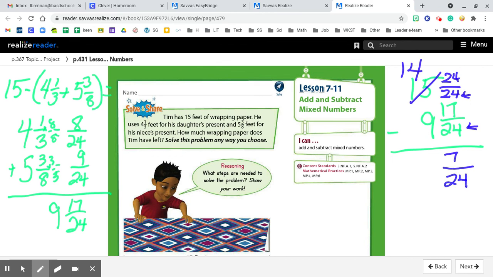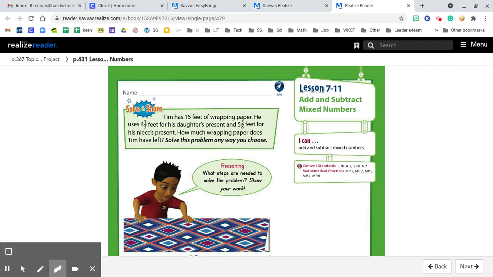Now we go back to our whole numbers. 14 minus 9 is 5. So our final answer is he has 5 and 7 24ths feet of wrapping paper left. So we had to do two different things to solve that problem. Moving on.